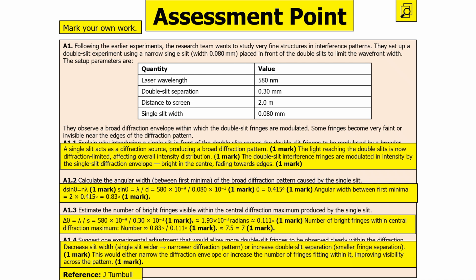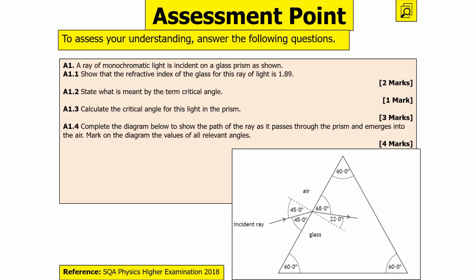A ray of monochromatic light is incident on a glass prism as shown. Show that the refractive index of the glass for this ray of light is 1.89. State what is meant by the term the critical angle and calculate the critical angle for this light in the prism. Complete the diagram below to show the path of the ray as it passes through the prism and emerges into the air. So pause the video now, then unpause the video when you want to go through your answer.